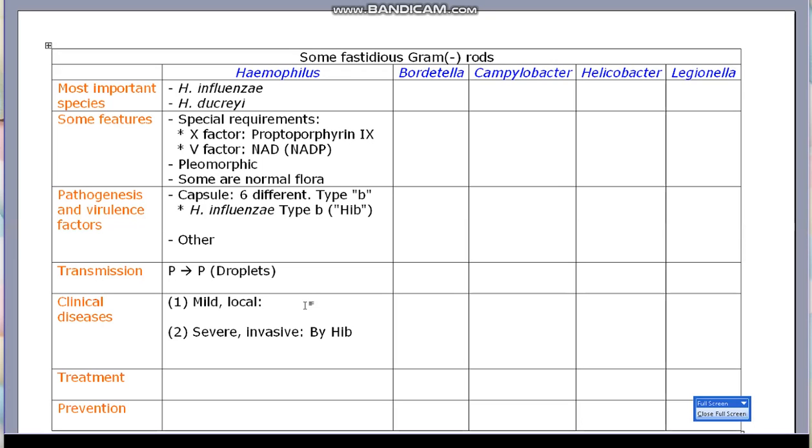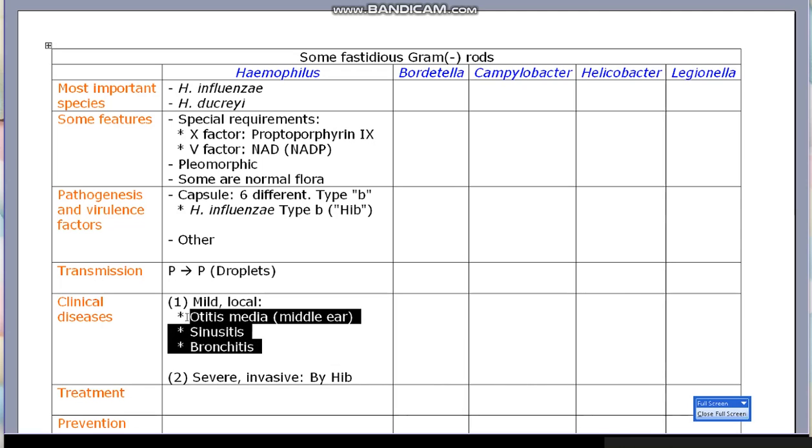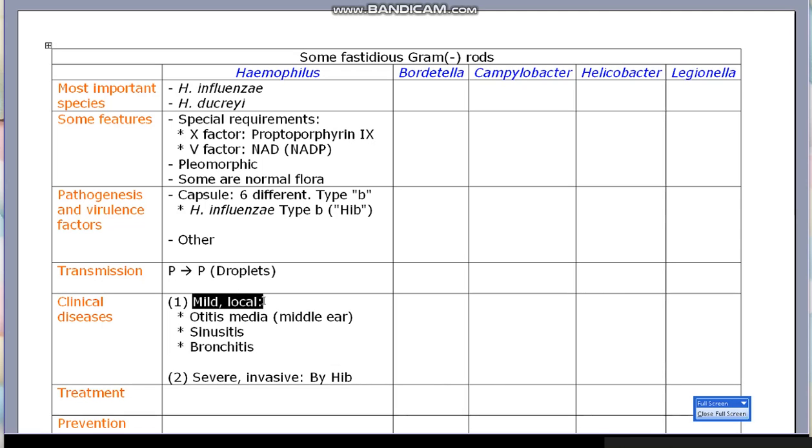What about the mild local diseases? We are going to mention 3. In children, otitis media. This is middle ear infection. Sinusitis, mostly in adults. And bronchitis. So look, these 3 diseases are respiratory diseases. By the way, otitis is also a respiratory disease. So bronchitis, sinusitis, and otitis media. These are mild local infections. They are produced by Haemophilus influenzae without capsule.